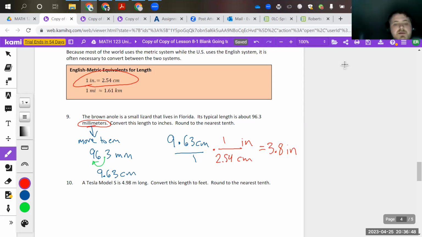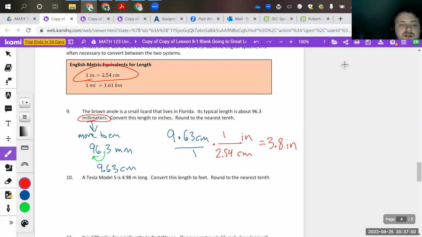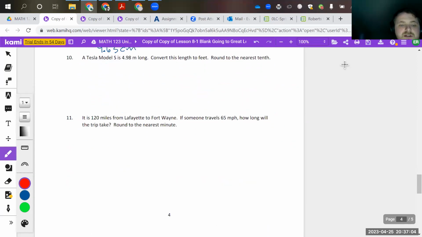So again, I like to do the easy work if I can. Like I didn't want to have to multiply by 100 technically to convert the millimeters into centimeters. I would rather just move the decimal point than deal with all that madness.